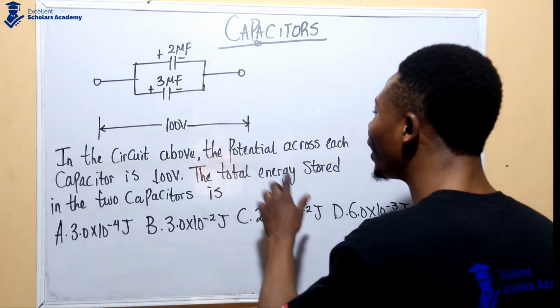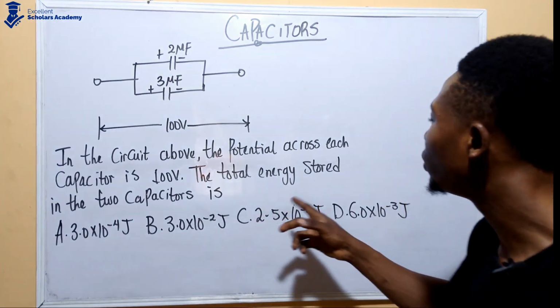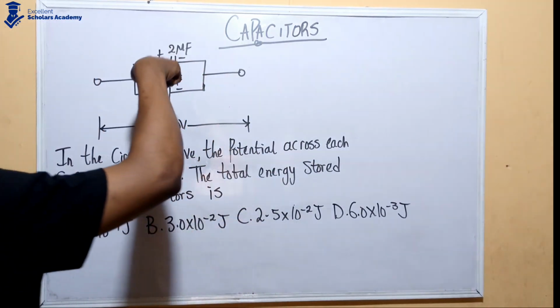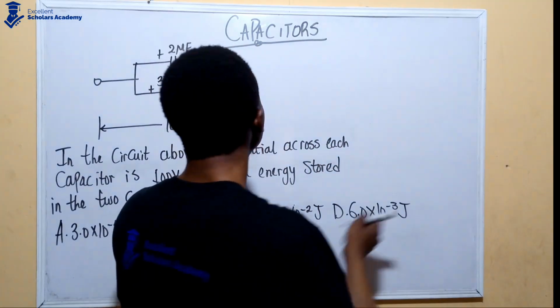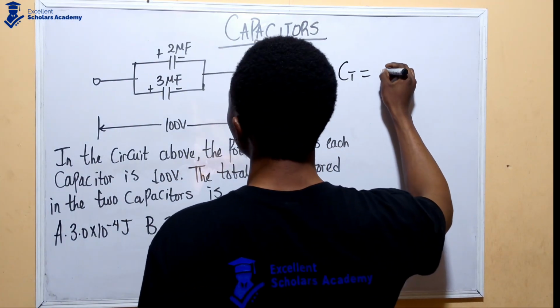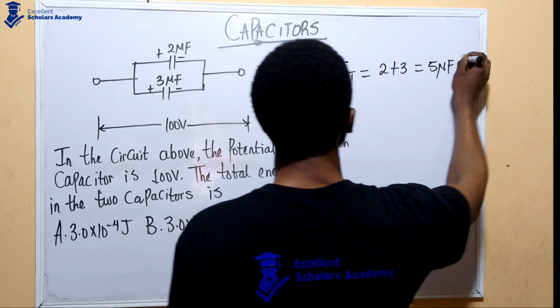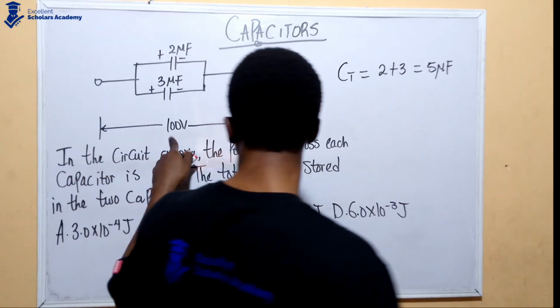In the circuit above, the potential across each capacitor is 100 volts. The total energy stored in the two capacitors is, now look at these capacitors, they are connected across each other, meaning they are connected in parallel. So their total capacitance is going to be what? It's going to be 2 plus 3. That gives us 5 microfarad because they are both in microfarad. And the voltage across them is 100 volts.